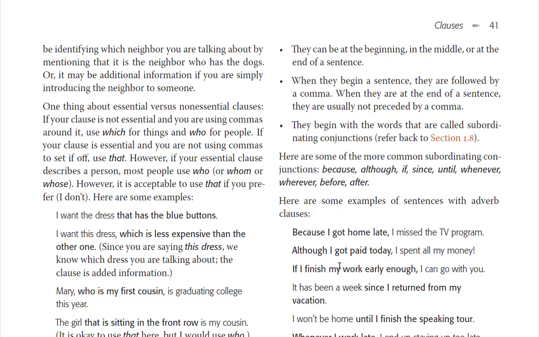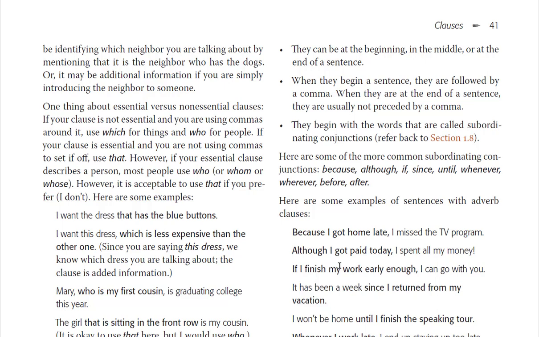One thing about essential versus non-essential clauses: if your clause is not essential and you are using commas around it, use which for things and who for people. If your clause is essential and you are not using commas, set it off with that. However, if your essential clause describes a person, who or whom, it is acceptable to use that.